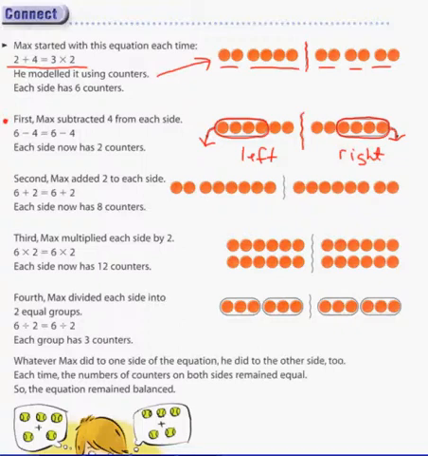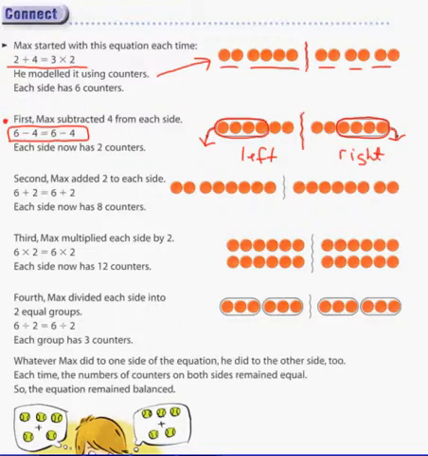So if he took away only 4 from the left side, and he didn't take away 4 from the right side, he would be out of balance, because 2 does not equal 6, right? So you have to do the same thing. And over here is how you do it with symbols. That's how you would write it with symbols. 6 minus 4 equals 6 minus 4, right? Each side now has 2 counters.